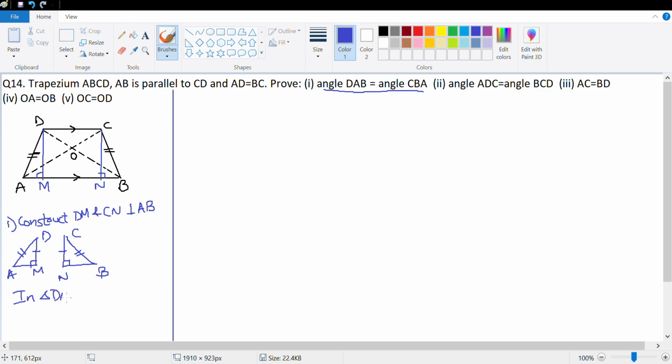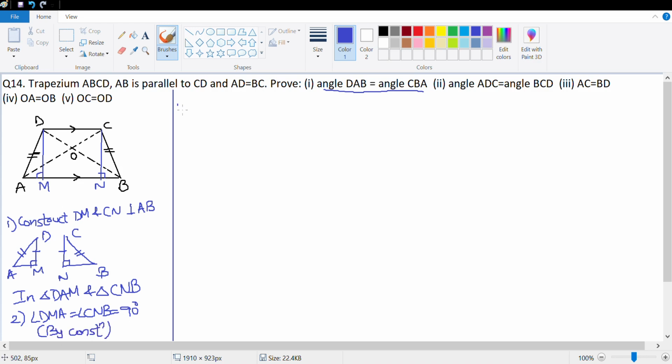In triangle DAM and triangle CNB, the first point is angle DMA is equal to angle CNB is equal to 90 degrees. This is by construction.